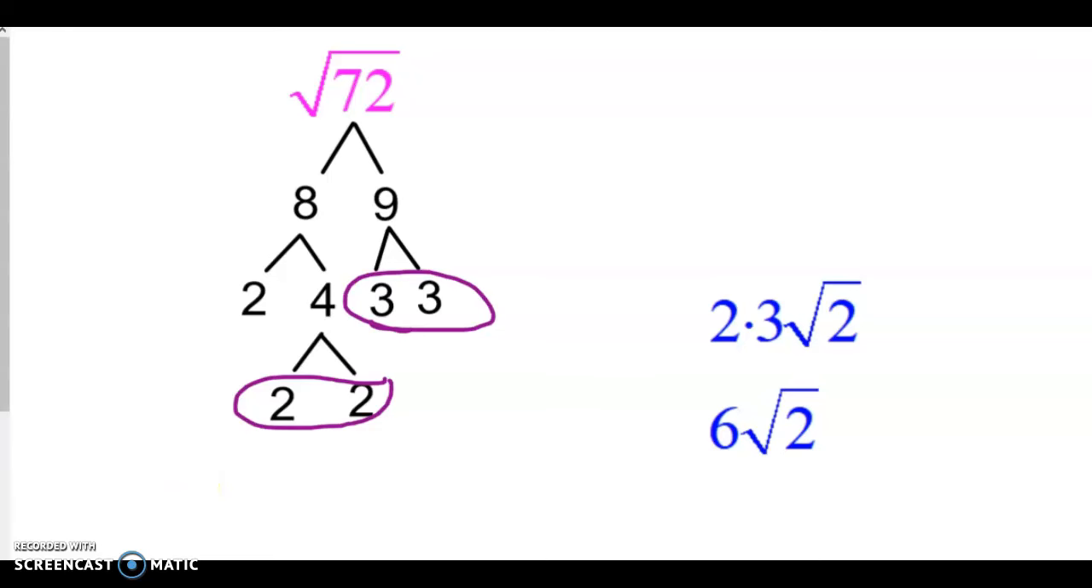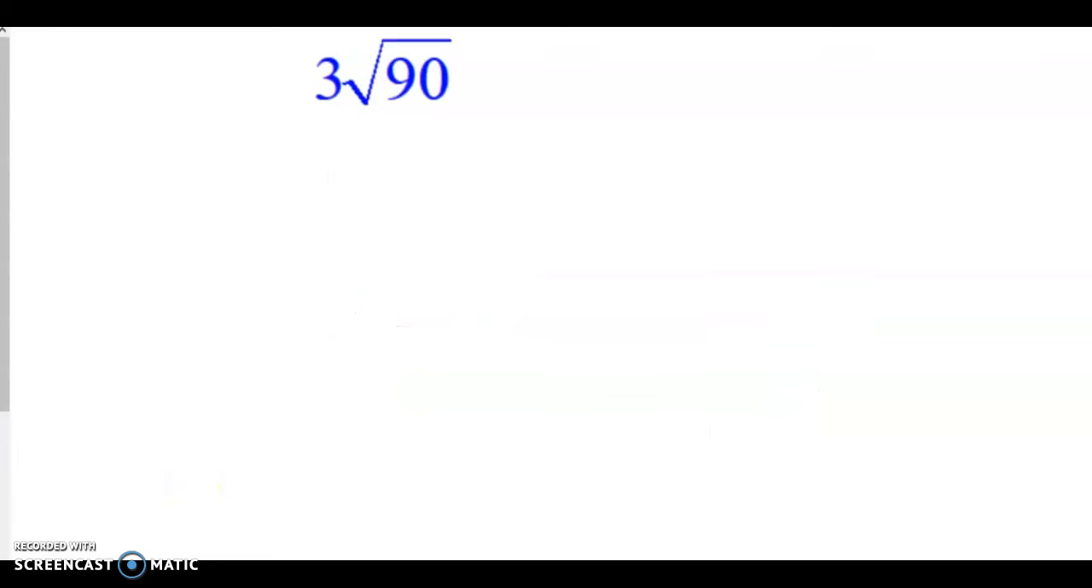All right, let's try one final one. This one, we have a number in front. So we are going to forget about that for right now. In the end, we'll have to multiply our answer by this 3. So factors of 90. I went with 9 times 10. Neither one's prime. So factors of 9. And then factors of 10. All of these numbers are prime, so I'm done.